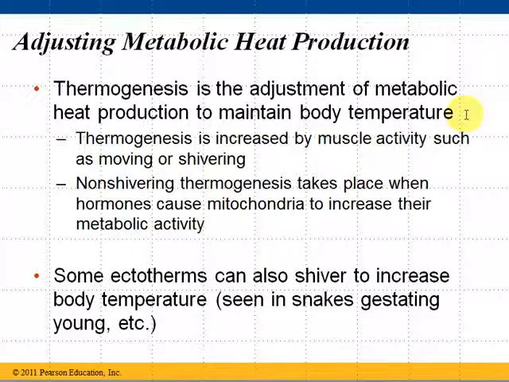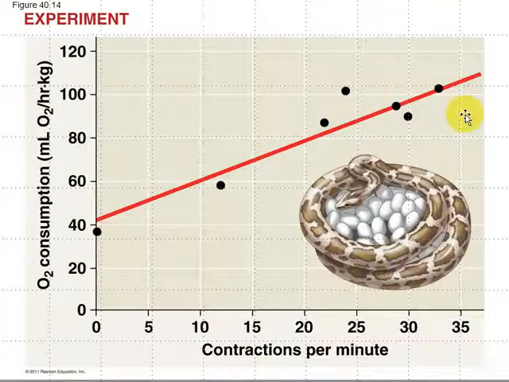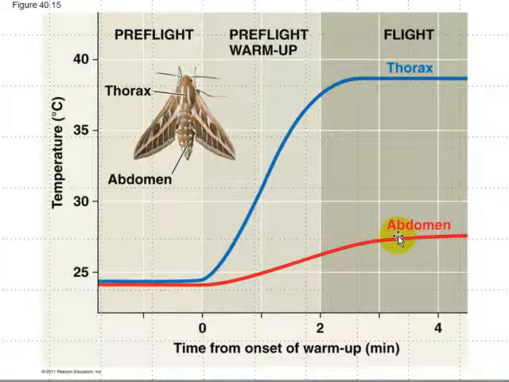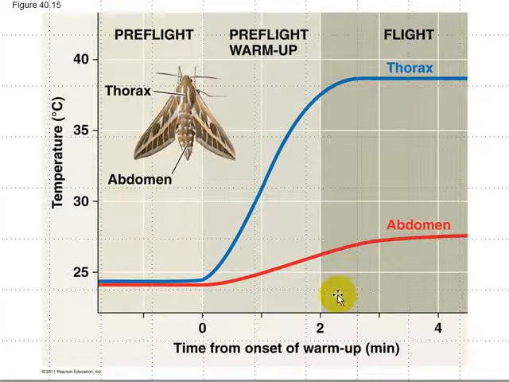Your book shows a couple different experiments where something like a Burmese python, when it's incubating its eggs, will go through a shivering process, contracting its muscles to warm up as it helps to keep those eggs warm, just like a chicken would sit on its eggs. And with a moth, it talks about how they go through pre-flight warm-up. They go through muscle contractions, particularly in their thorax, to warm up their thorax. You can see how that pre-flight warm-up warms up those muscles to get them ready for flight.